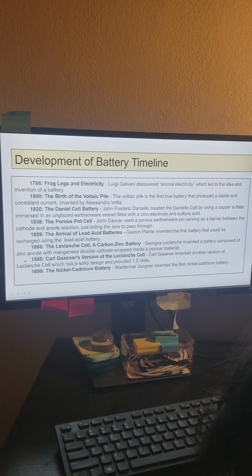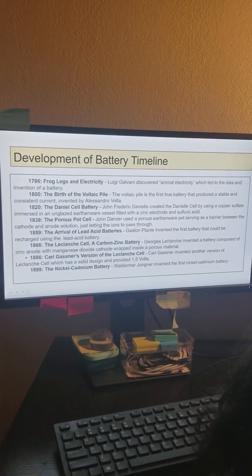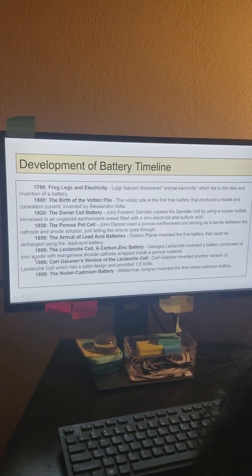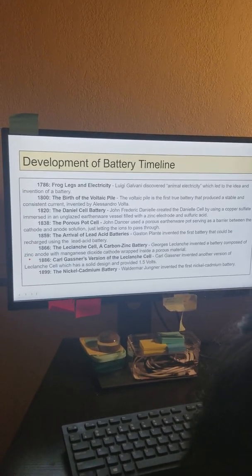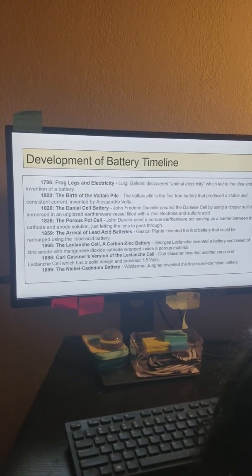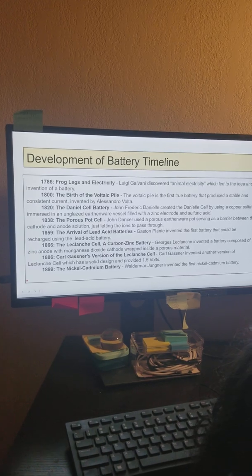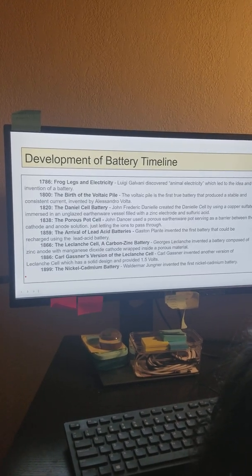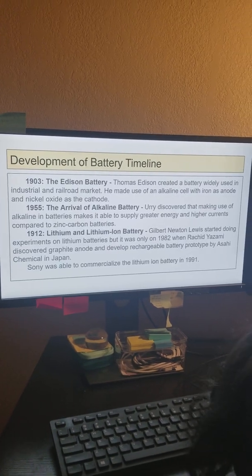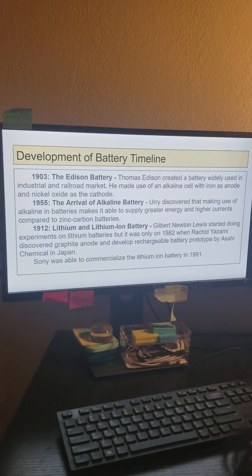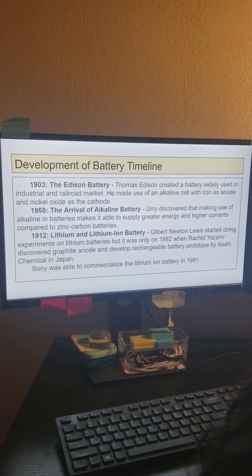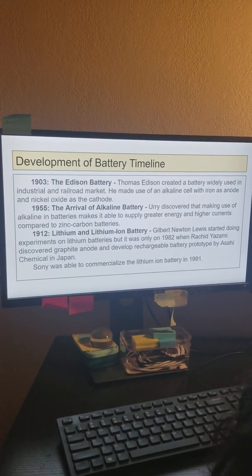1886. Carl Gassner's version of the Leclanche cell. Carl Gassner invented another version of the Leclanche cell, which has a solid design and provided 1.5 volts. 1899. The nickel-cadmium battery. 1903. The Edison battery. 1912. Lithium and lithium-ion batteries.